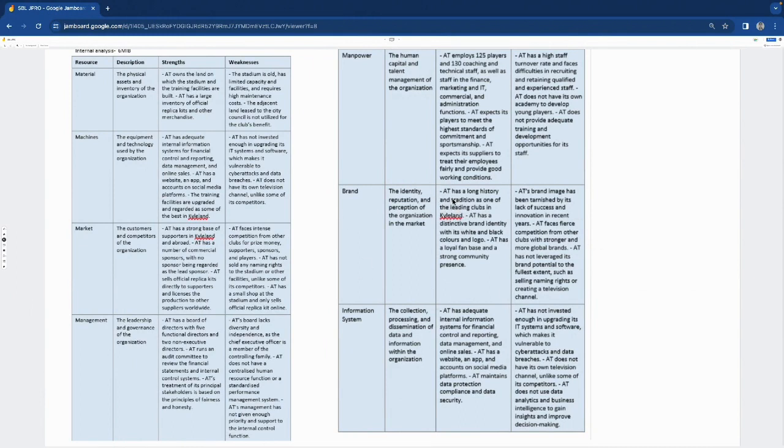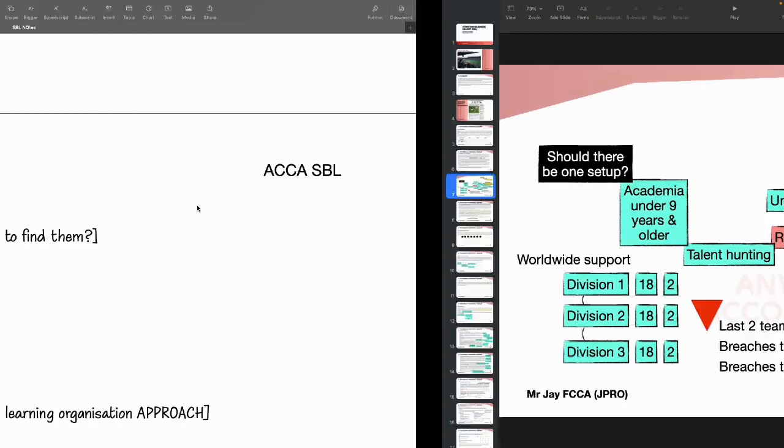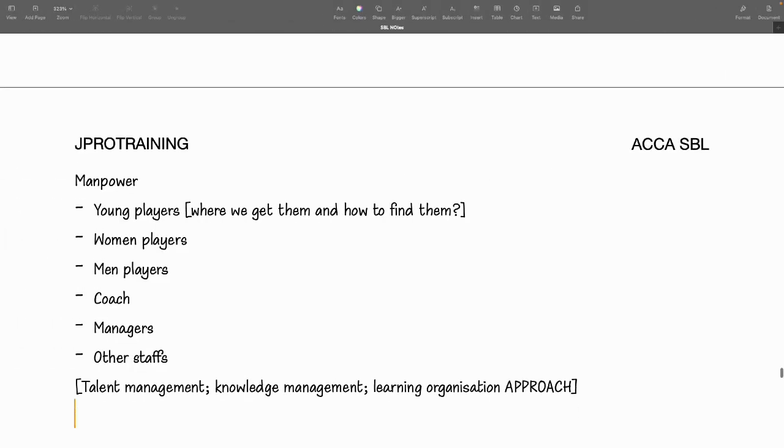Brand, yeah, brand is very critical for this company, but manpower is the biggest one. Other than that, I don't think you have anything major. Okay, do remember.